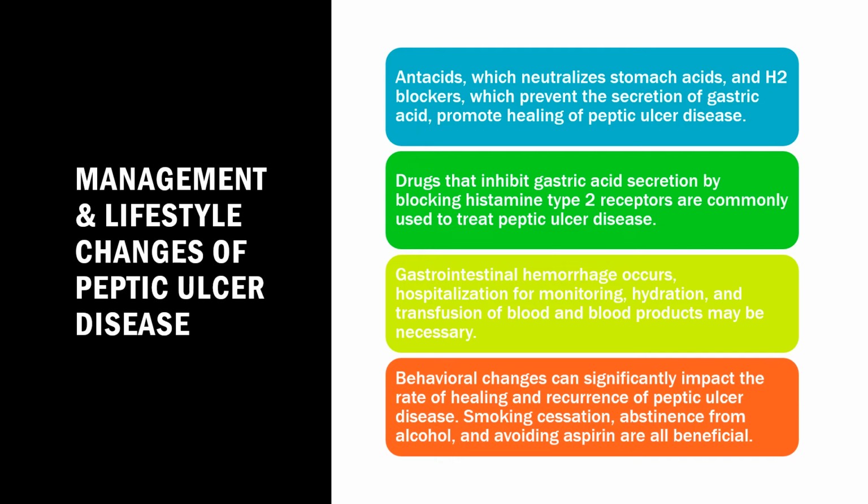Management and lifestyle changes of peptic ulcer disease. Antacids, which neutralize the stomach acid, and H2 blockers, which prevent the secretion of gastric acid, promote healing of peptic ulcer disease. Behavioral changes can significantly impact the rate of healing and recurrence. Smoking cessation, abstinence from alcohol, and avoiding aspirin are all beneficial.